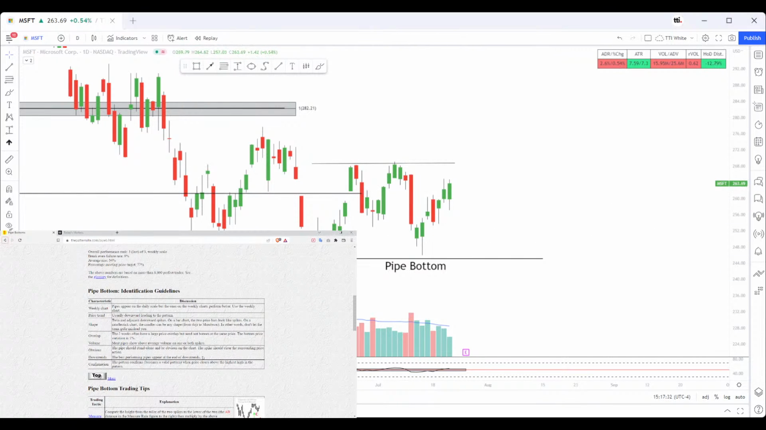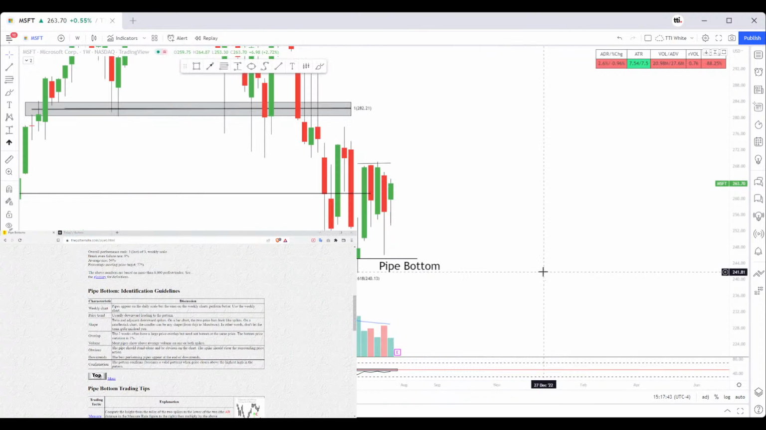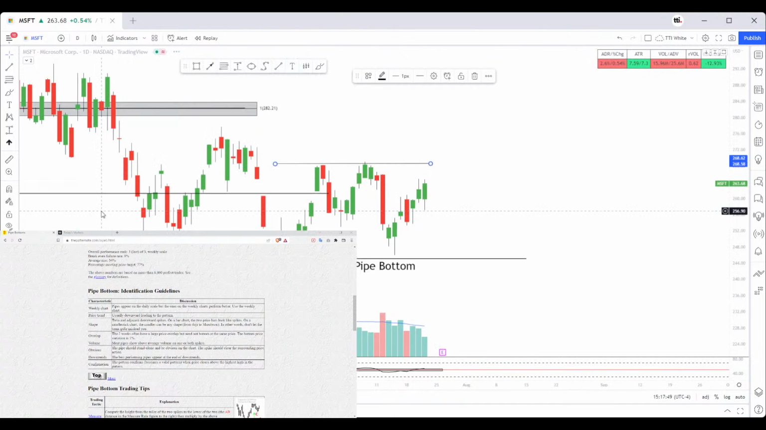Sure. Well, I'm looking at it on the daily, actually. I'm not even looking at it on the weekly. Are you looking at, is your chart on the weekly or daily? Daily. Okay. Yeah, I don't have enough patience to play a pipe on a week.